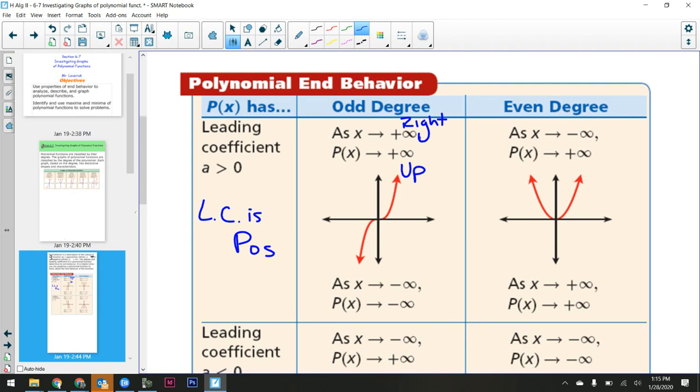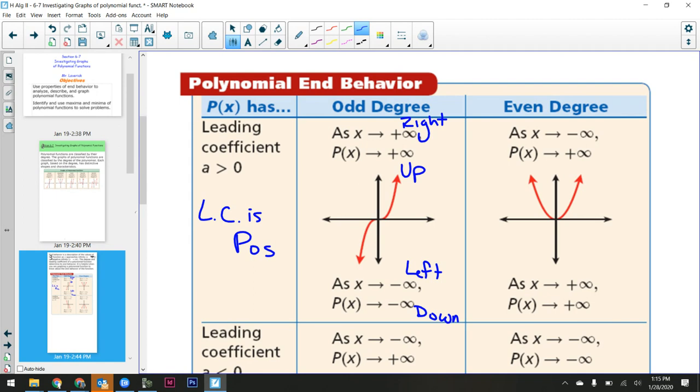On the flip side of that, this would be on the left. As x approaches negative infinity, as x keeps getting smaller and smaller, that would be on the left. The function will go down. P of x will approach negative infinity. The y values will decrease and decrease, meaning it will go down. So that's up on the right, down on the left. That's positive, odd.